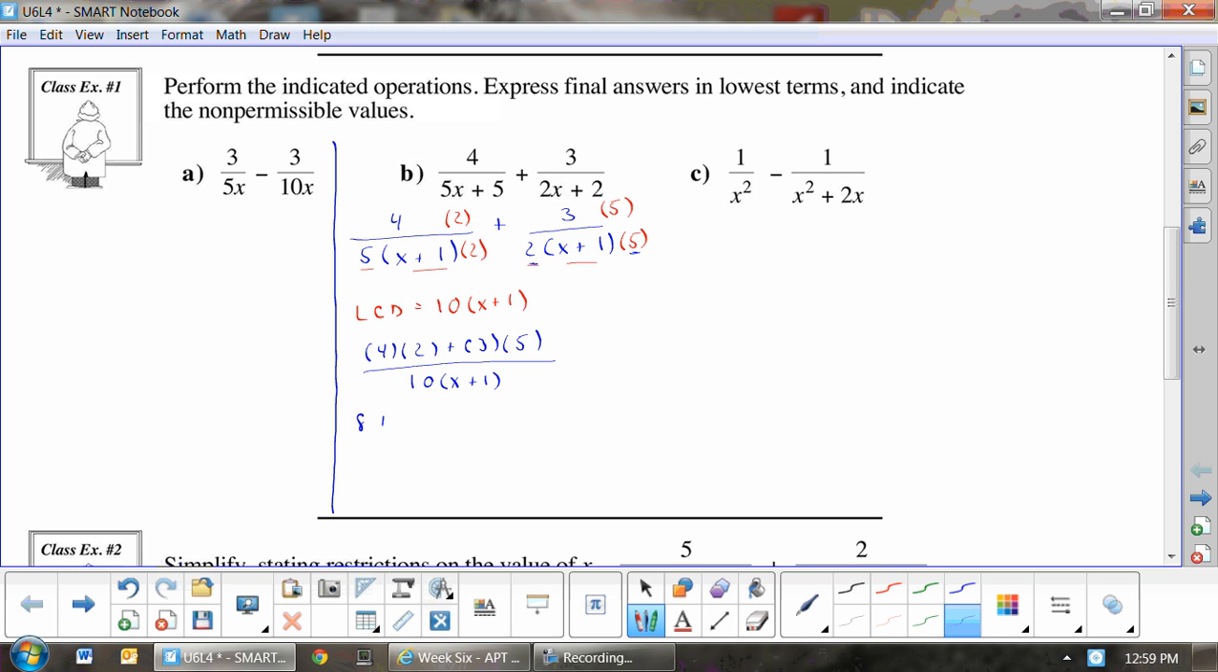So that gives us 8, 15, 1, gives us 23. Just like that. And at the end, you always want to see if you can put it into lowest terms. But we know that 23 is a prime number.